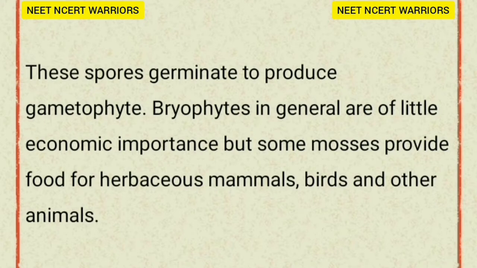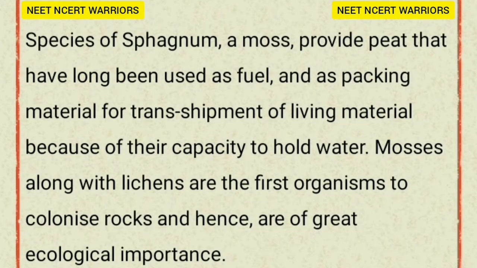Bryophytes in general are of little economic importance, but some mosses provide food for herbaceous mammals, birds and other animals. Species of sphagnum, a moss, provide peat that has long been used as fuel and as packing material for transshipment of living material because of their capacity to hold water.